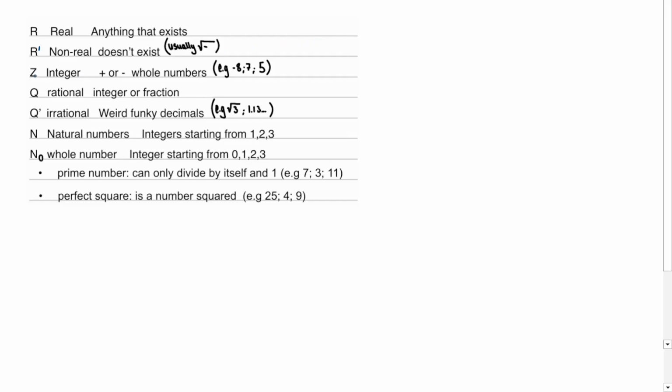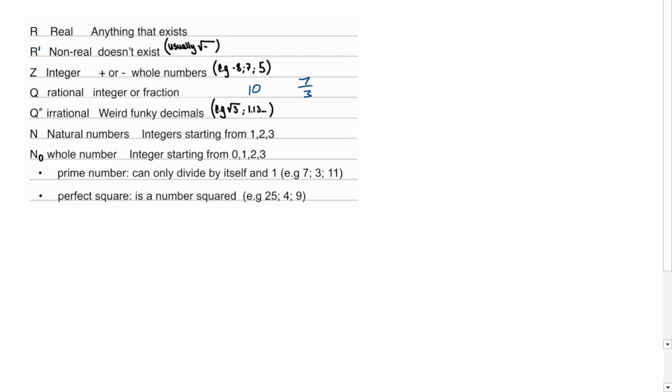Integer, this is a common one, the symbol is a Z. Integer is a plus or minus whole number, so it can be numbers like -8, 7, 5, just any nice perfect whole number. That's a minus or a plus. Rational, the symbol is Q, and rational just means it can be an integer or a fraction. So 10 would be a rational number, 7/3 would be a rational number.